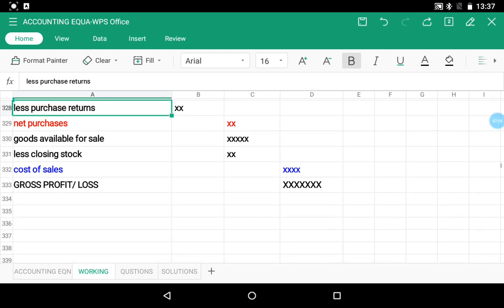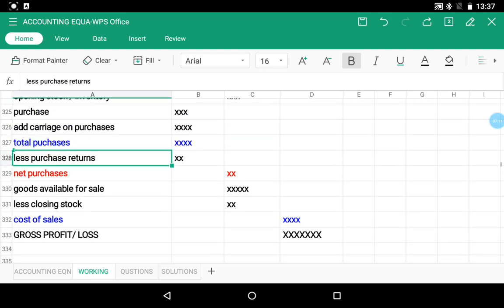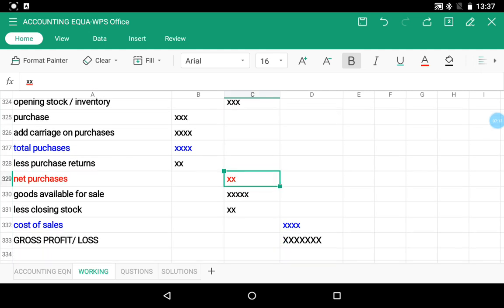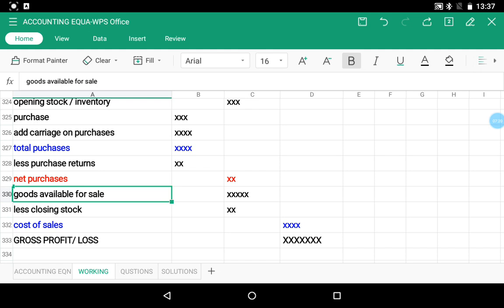When you get net purchases, you get your opening stock. This one, you add to net purchases to get goods available for sale. When you get opening stock, the stock from the previous period, you add what you have bought, the total purchases. After adding carriage on purchases, after adding insurance on purchases, you get goods available for sale.